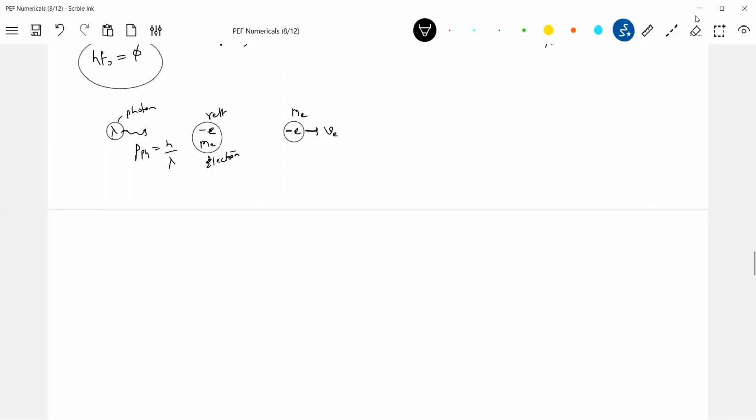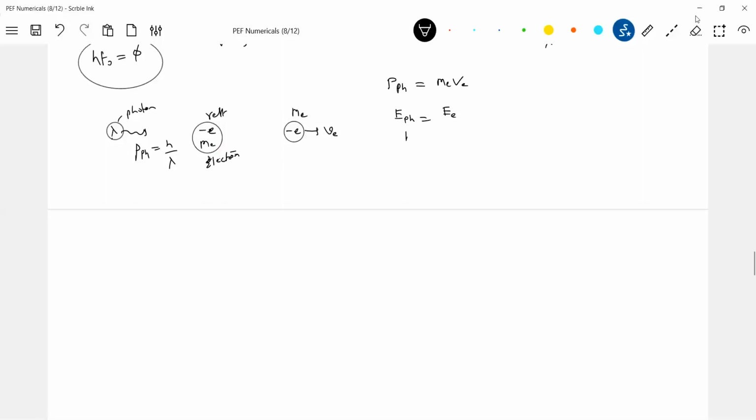Applying conservation of linear momentum. Initial momentum of photon should be equal to, finally what happened, the photon is absorbed completely. That should be equal to mE into v. Then what is the energy of photon? Energy of photon should be equal to energy of the electron.